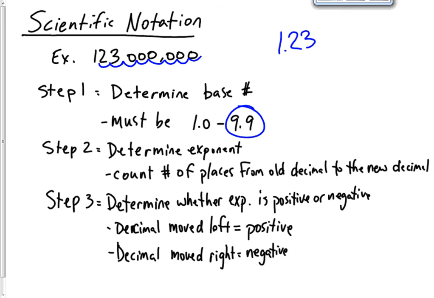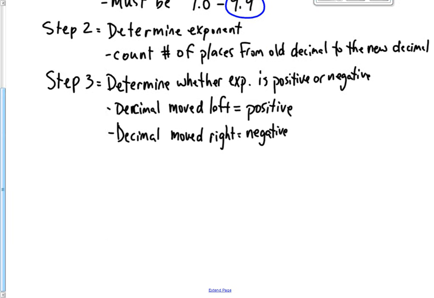Now we're going to determine the exponent. How many times did we move it? Well, 1, 2, 3, 4, 5, 6, 7, 8. We moved it 8. So 10 to the 8th. Okay, and then determine whether it's positive or negative. We moved our decimal to the left, so it's going to be positive. So our scientific notation number here is going to be 1.23, that's our base number, times 10 to the positive 8. Okay, let's do another example.